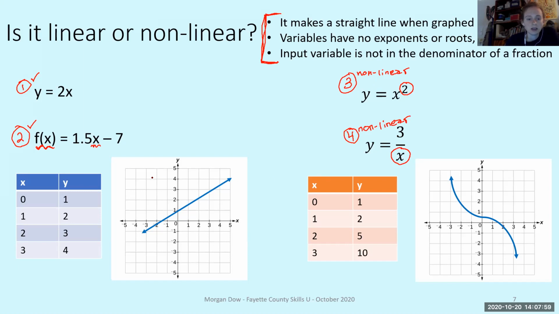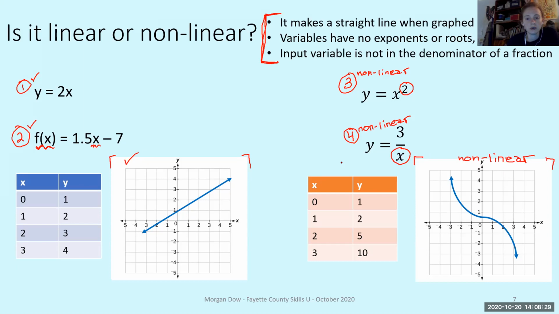All right, next let's look at these graphs. Let's look at this first one on the left side here. This is showing us a linear function. It makes a straight line. So this would also be a linear function. And the second graph over on the right side does not make a straight line. So it is nonlinear. It's a curve, not a straight line.